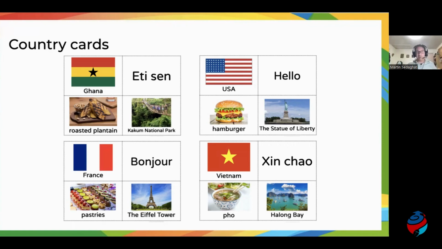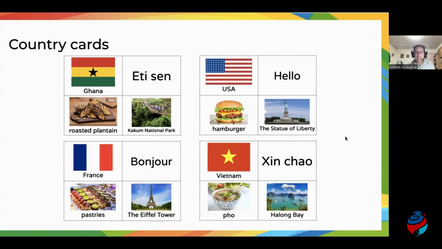Some kids might pretend to eat the food that is on there. Statue of Liberty is great because they all stand like this. Some of them try to make the letter with their bodies, like to make a U or an F for France. So all kinds of really creative stuff they do when we do this gesture game.